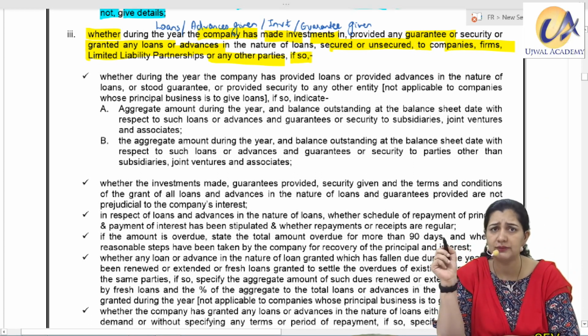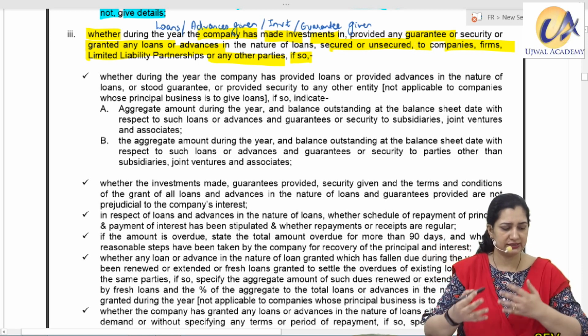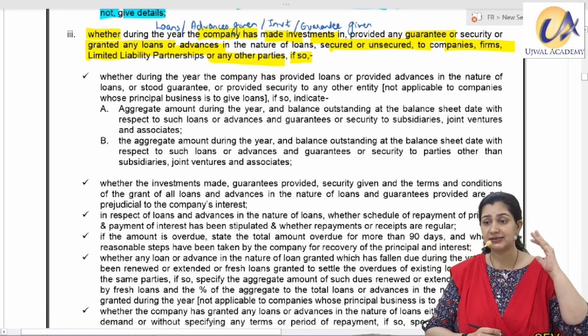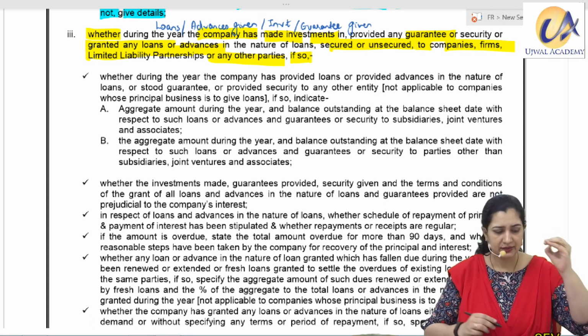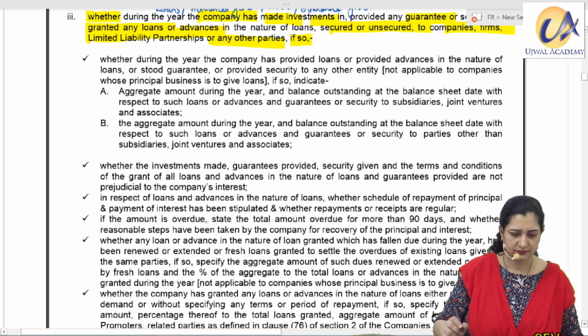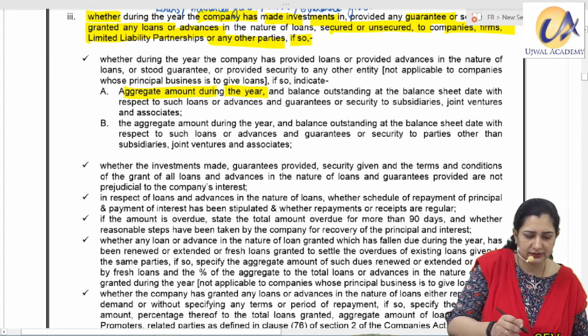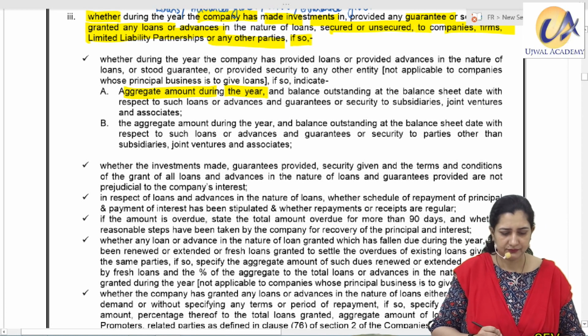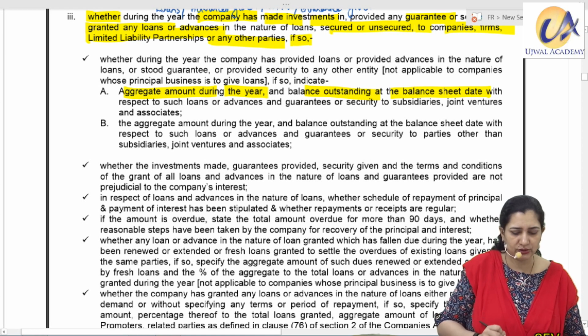Have you given a loan? If yes, then we have to see these 6 points. There are 6 points to keep in mind. Okay, so one by one, let us understand loans given. First one: the aggregate amount during the year, and the amount outstanding at the balance sheet date, we have to give.